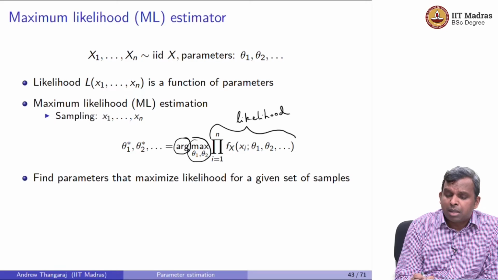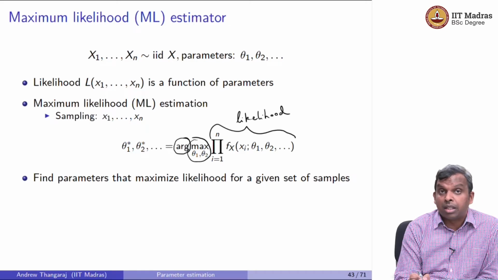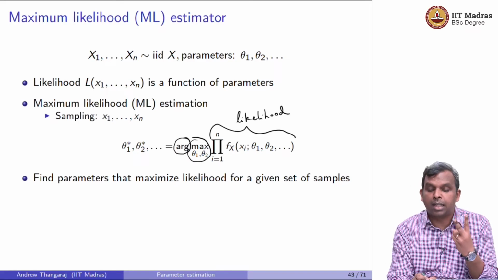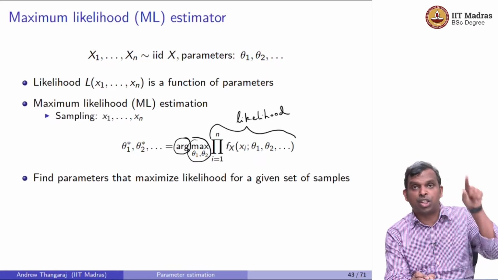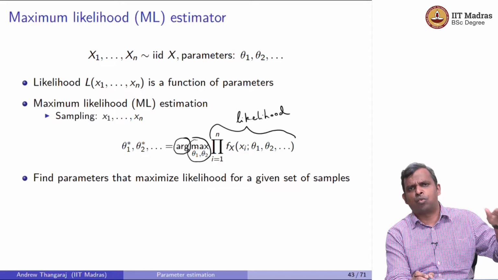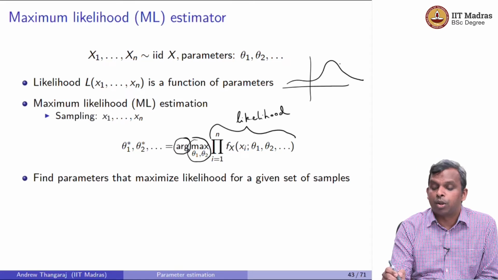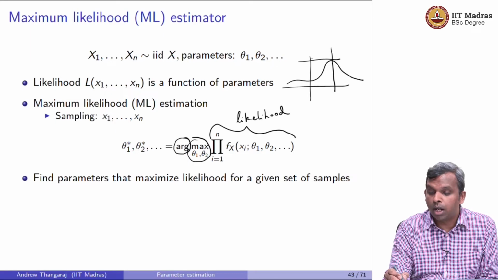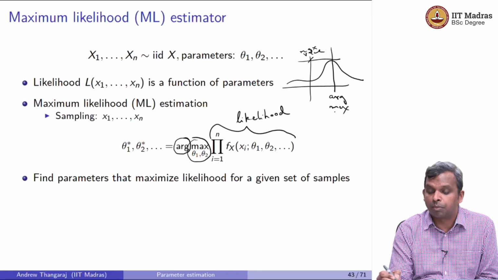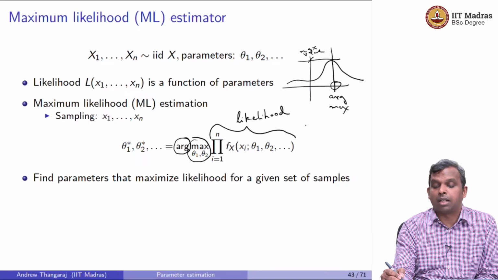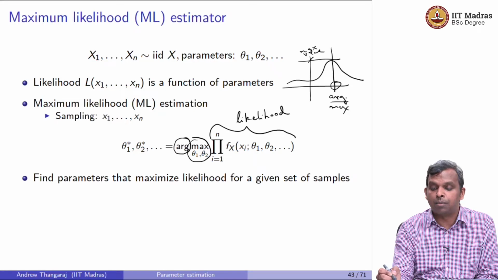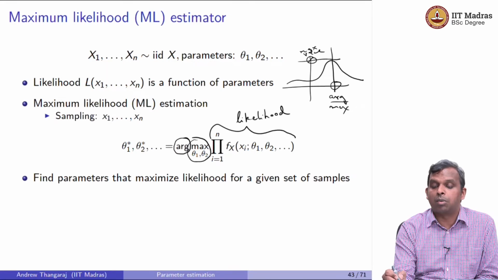When you maximize something, there are two possible outputs. Imagine a function of one variable, with some picture like this, and you're trying to find the maximum. There are two outputs. One output is the maximum value. The other output is the argument of the maximum: where did the maximum occur? That is called the argument, ARG. The other is the maximum value.